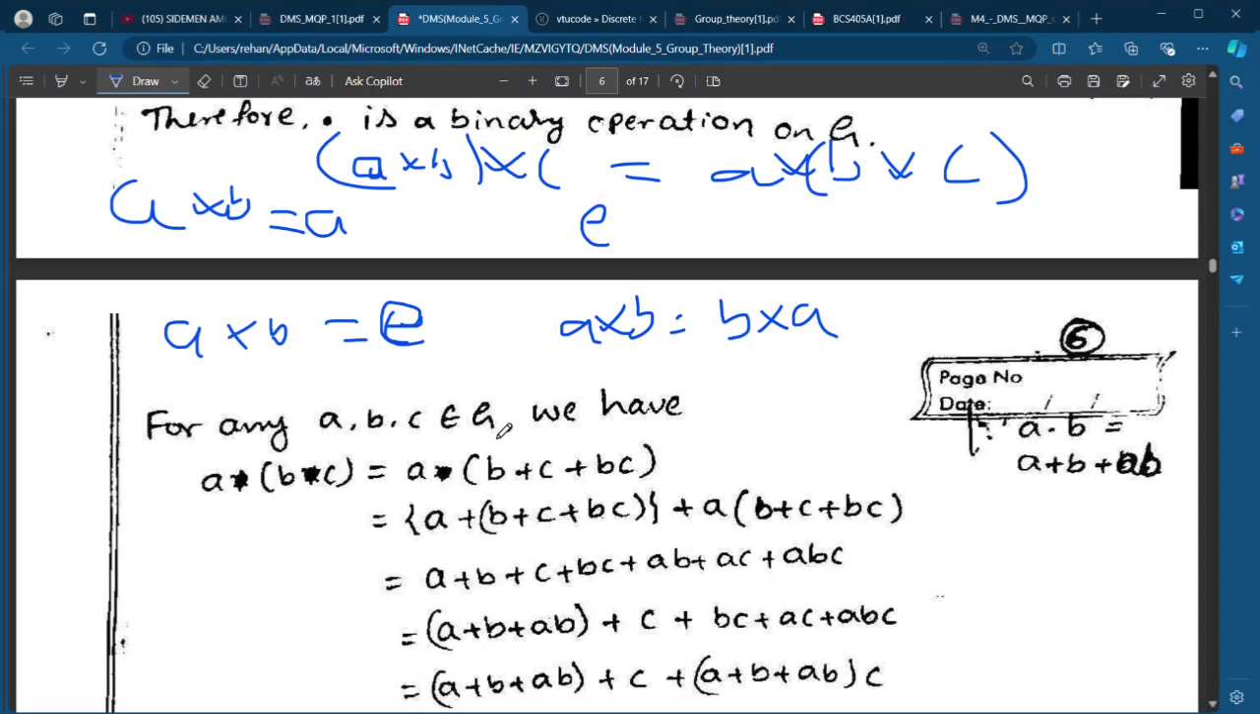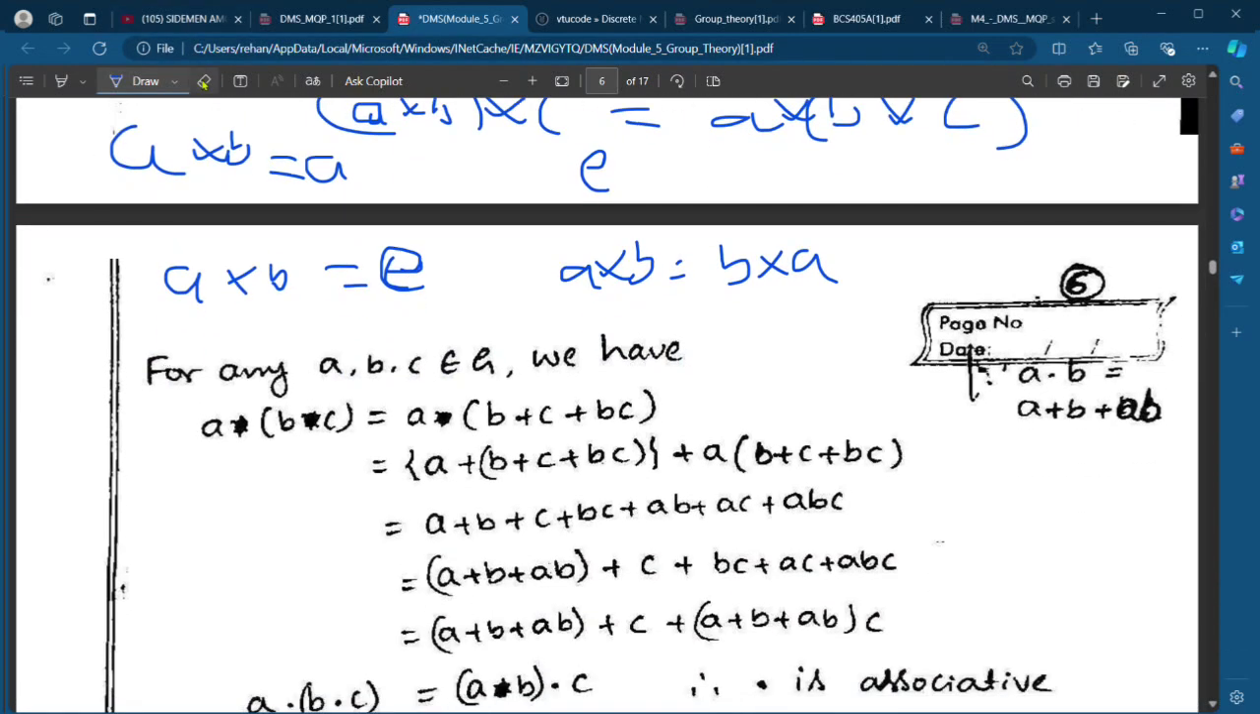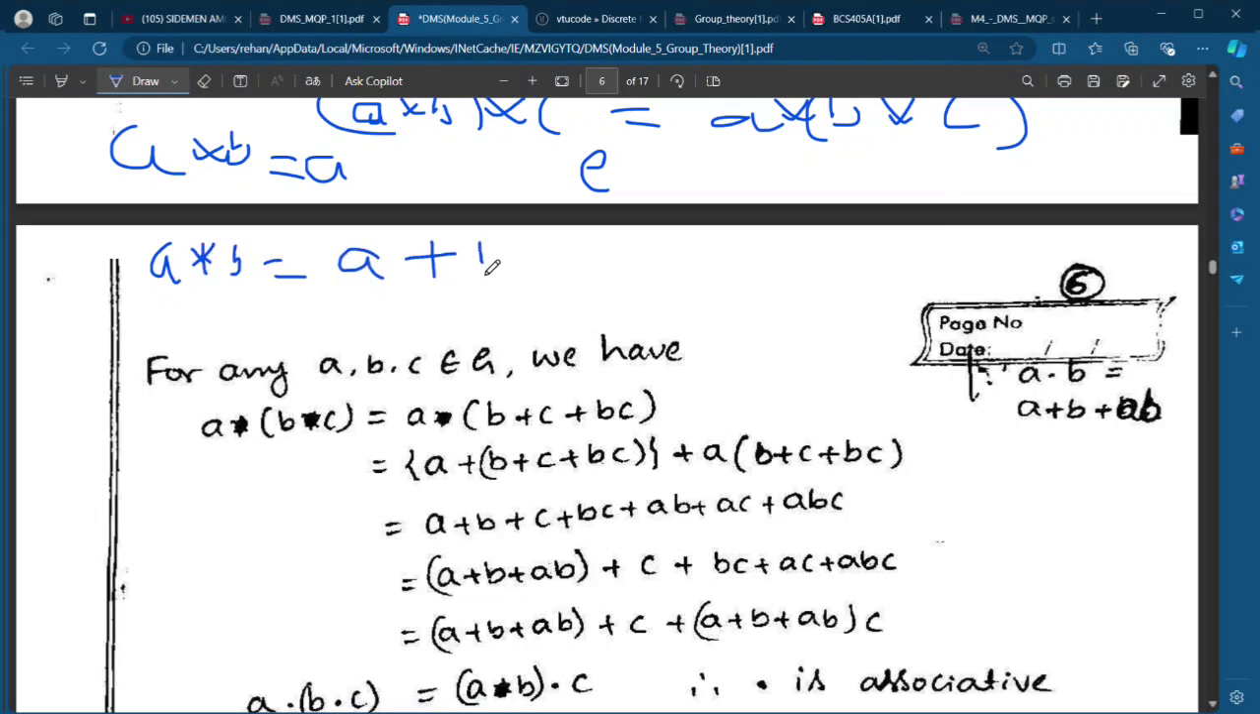Now let us start. First, what they have given: I am considering A, B, C belongs to G, to first show associativity. Now let me just write the formula here. I'll erase this. You understand what we have to do. Okay. Now let me draw. So here they have given A star B is equal to A plus B plus A into B.